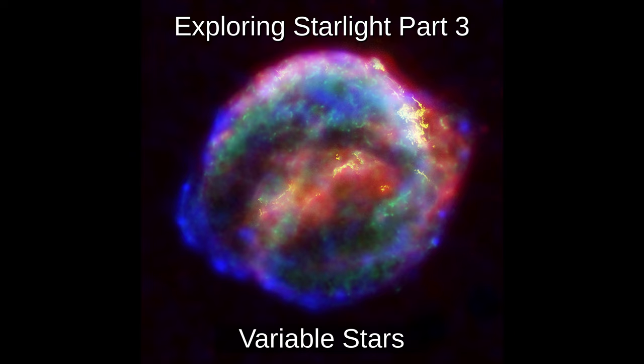In part one of Exploring Starlight, we learned what we can find out about a star from its brightness and spectrum. In part two, we learned how to classify stars using the Hertzsprung-Russell diagram. And in this last video of the series, we'll discuss why some stars vary in brightness and what this can tell us about them. We'll also look at astronomical catalogues and star trails.